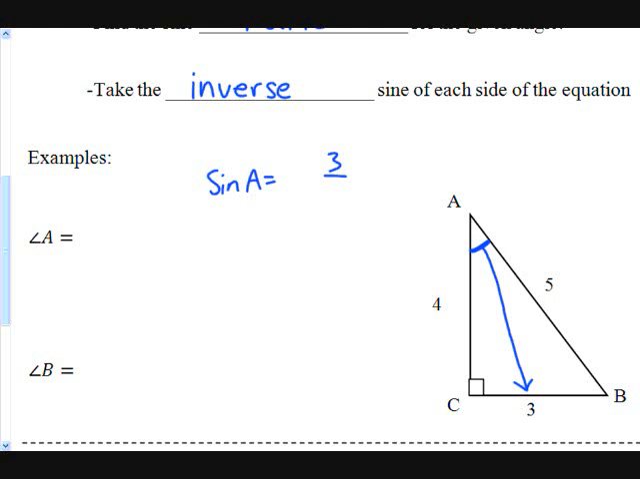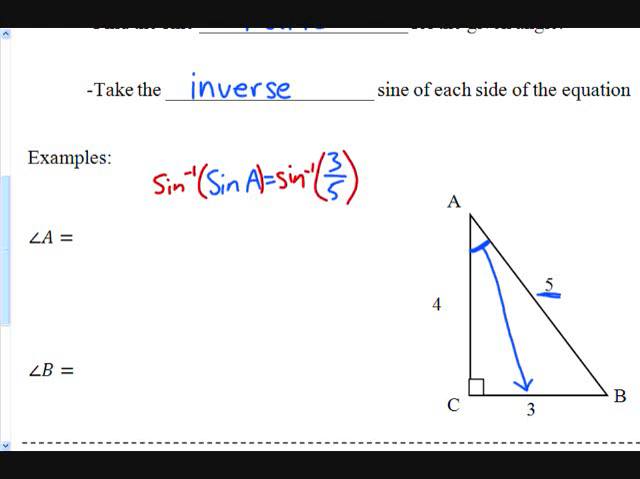Over the hypotenuse, and again, the hypotenuse is the longest side that's across from the 90-degree angle. So the sine of A equals 3/5, which is what we were doing yesterday. And now we're just going to solve for A by using the inverse sine. So I'm going to do the inverse sine of each side. So I do sine to the -1 of each side.